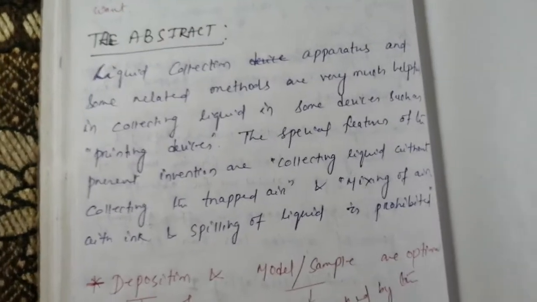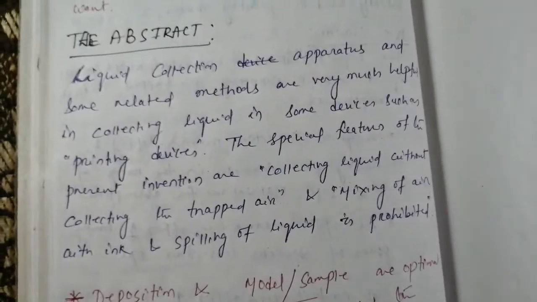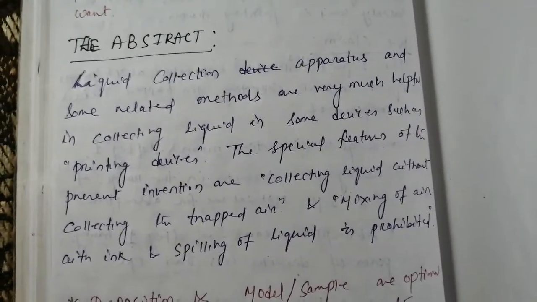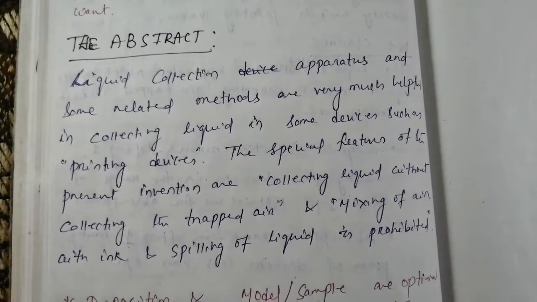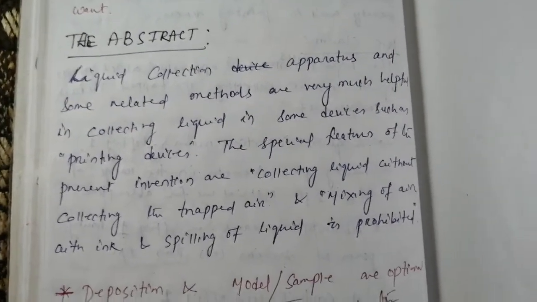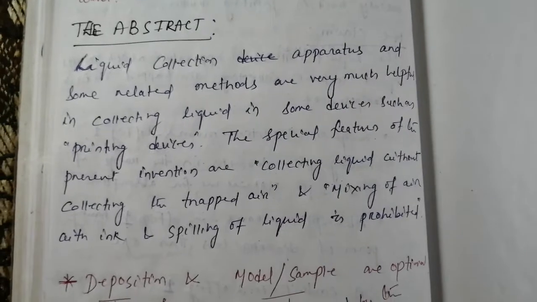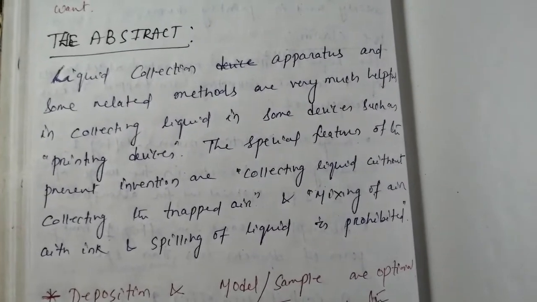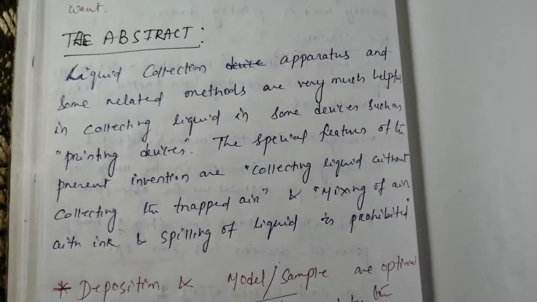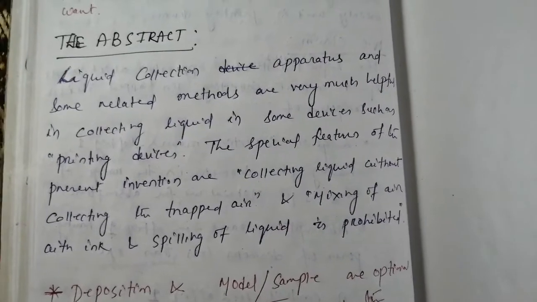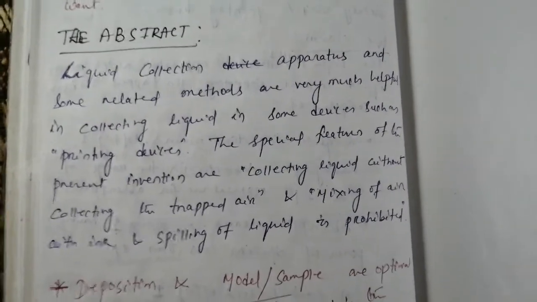Next thing is the abstract. The liquid collection apparatus and some related methods are very much helpful in collecting liquid in some devices such as printing devices. The special features of the present invention are collecting liquid without collecting the trapped air, and mixing of air with ink and spilling of liquid is prohibited.